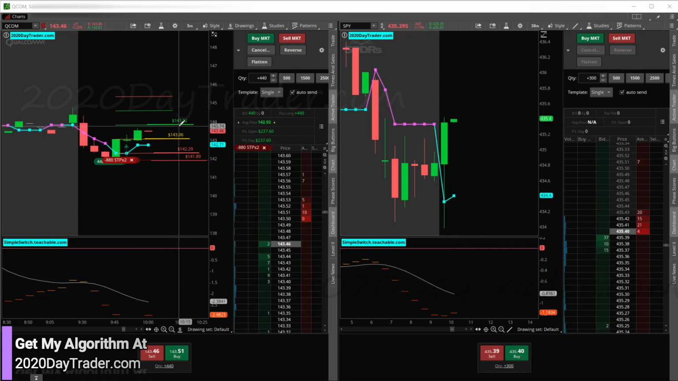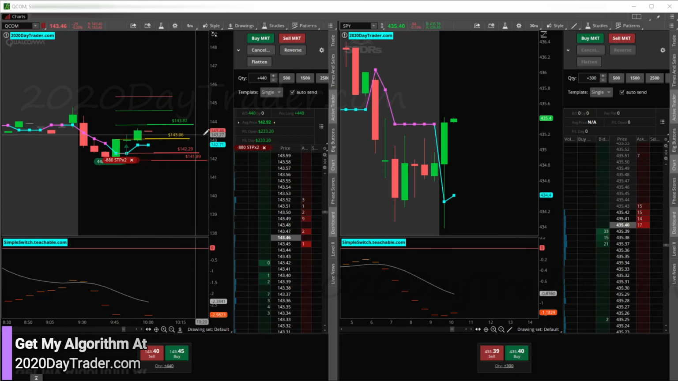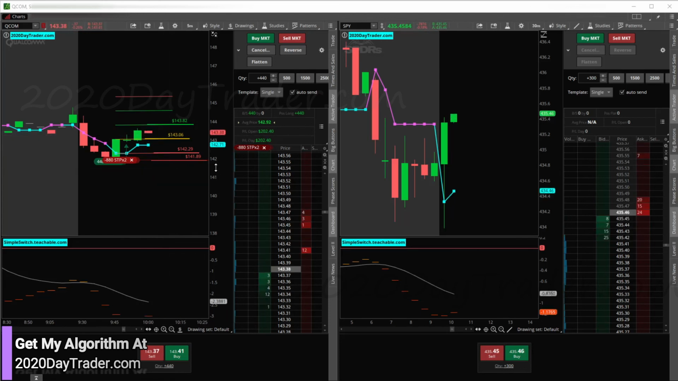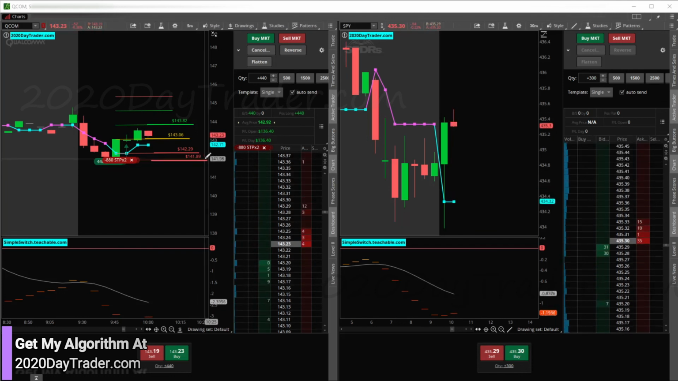Hopefully we can just get a little more and bust through there. I can move my stop up, capitalize on that. Sometimes it does this little thing. You get excited and then it's like, bam, you just lost all that money. So that could happen too. We'll see what happens here.